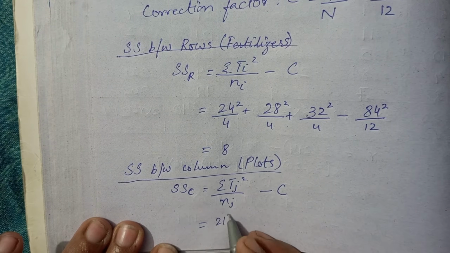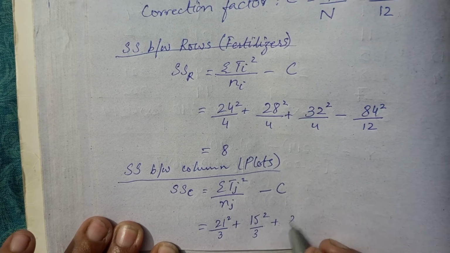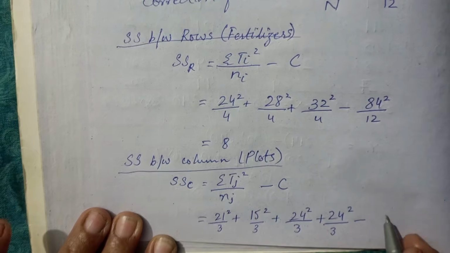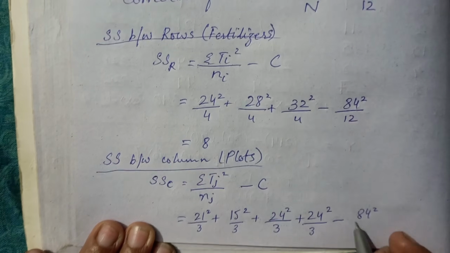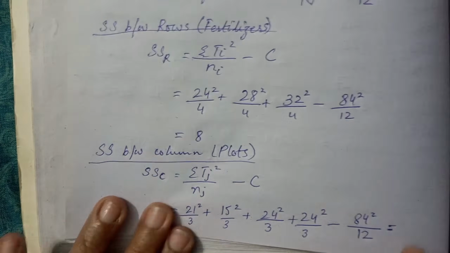So we will get 21 square divided by 3, 15 square divided by 3, 24 square divided by 3, plus 24 square divided by 3, minus C. What is C? 84 square divided by 12. After calculation, we will get 18.